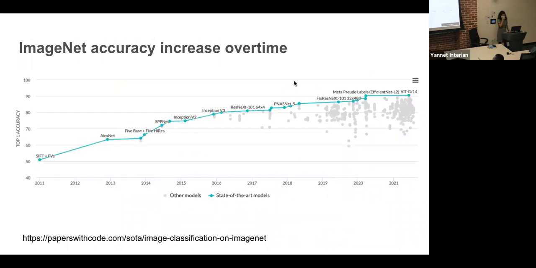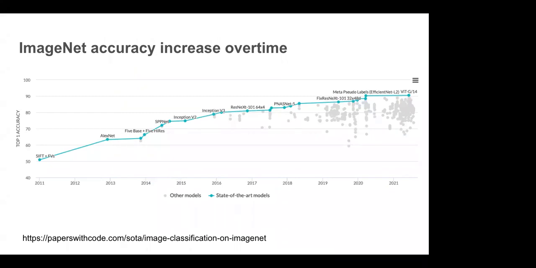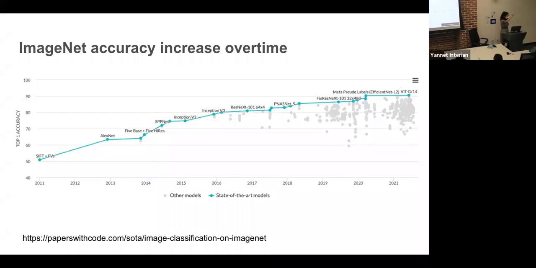So let me tell you, I took this snapshot from this website that looks at all the papers that test on ImageNet. What you're seeing here is top one accuracy, basically. You have 1,000 classes, right? So in 2011, the accuracy was 50%. But this is 50% of 1,000 classes, so this is not that bad. If you're just comparing the top probability you're getting from your model to the actual label, it may be that the top prediction is a type of dog, and the second one is another type of dog. So 50% is not bad, right?